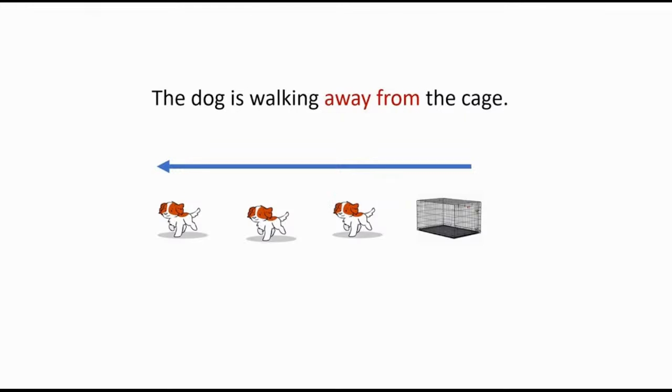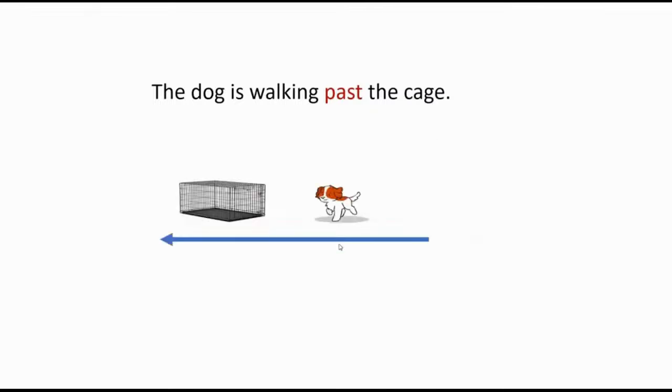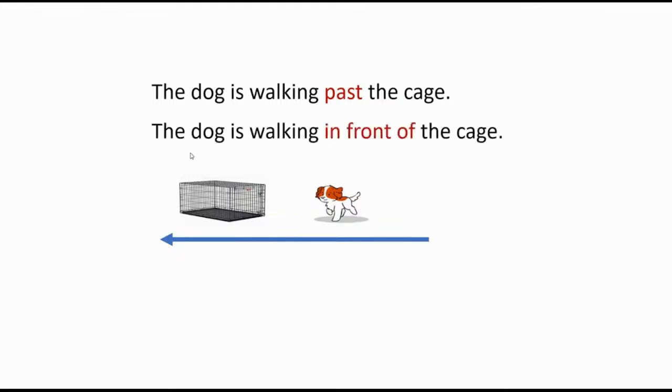Now, let's look at another example. The dog is walking past the cage. So, past means walking from one side of the cage to the other side of the cage. And we can also say the dog is walking in front of the cage. So here, this is in front, and this side here is behind.